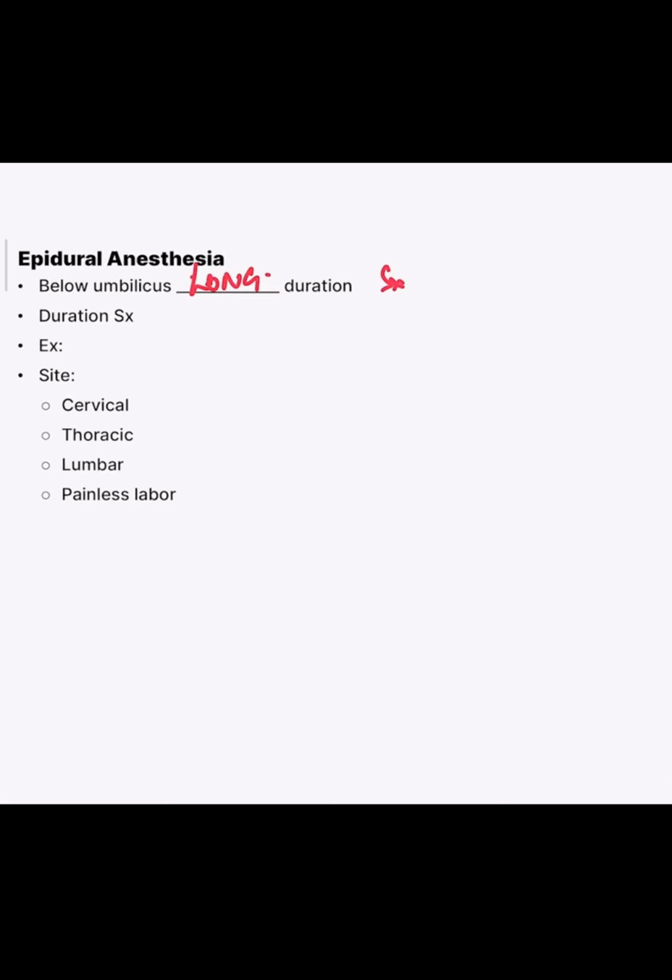Now guys, remember, epidural is given for below umbilicus long duration surgeries, which I have already told you. The examples are total hip replacement, total knee replacement and all. Okay, site of epidural, it depends upon for what purpose it is used. Cervical is there, thoracic is there, and lumbar epidural. Cervical for radiculopathy, cervical radiculopathies or any lymph node dissections, you can go for cervical epidural.